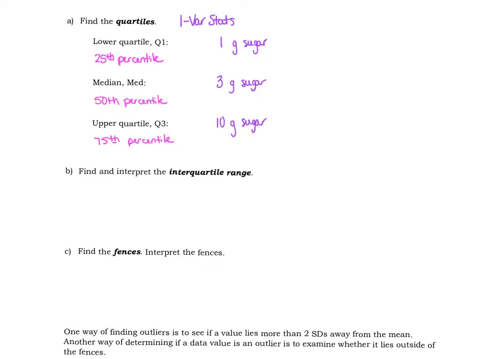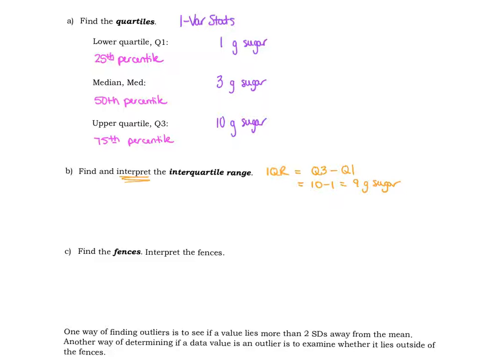All right, find and interpret the interquartile range. Interquartile range: inter meaning between, and quartiles referring obviously to the quartiles. So the interquartile range, which we're going to abbreviate IQR, is going to be the upper quartile, Q3, minus the lower quartile, Q1. So for us, that would be 10 minus 1 is 9 grams of sugar, using the data from up above.